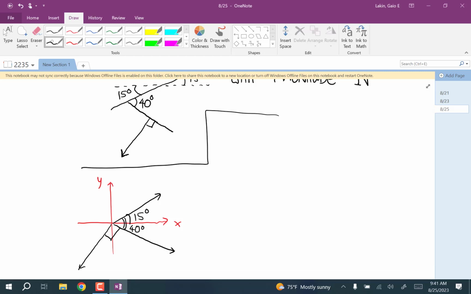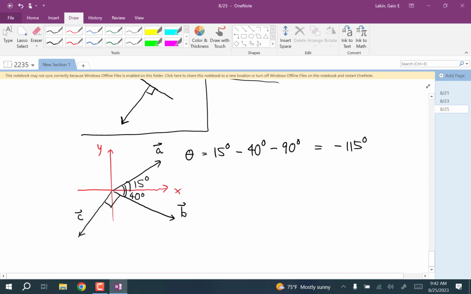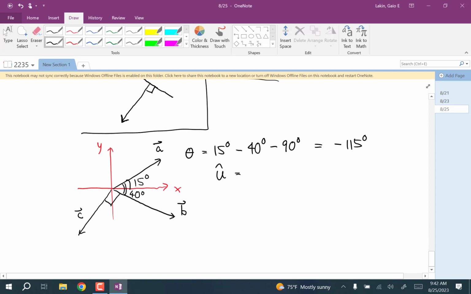So I'm going to think of this as vector A, vector B, and vector C, okay? From the positive x-axis to get to vector A is counterclockwise 15 degrees, so that's positive 15. Then from A to B is clockwise 40, so that's minus 40. And then from B to C is clockwise 90, so that's minus 90. And so that's minus 130 plus 15 is minus 115. And so the unit vector is cosine and sine of negative 115.